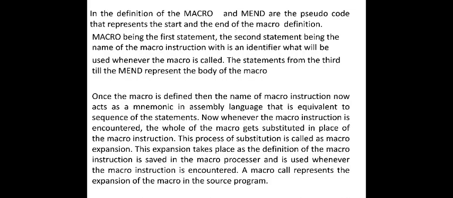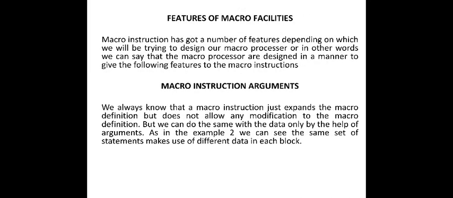This expansion takes place as the definition of the macro instruction is saved in the macro processor and is used whenever the macro instruction is encountered. A macro call represents the expansion of the macro in the source program. Now let us see the features of the macro. These macro instructions have a lot of features, depending upon which we design our macro processor. Among them, the first important thing is macro instruction arguments.